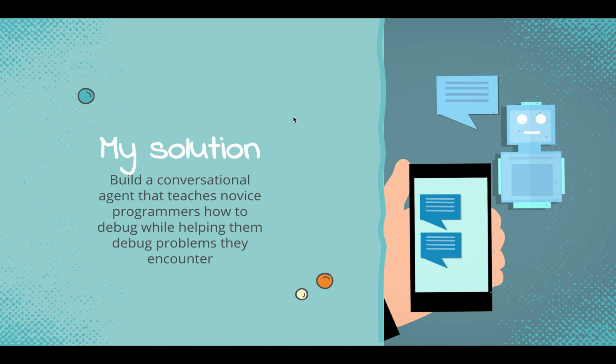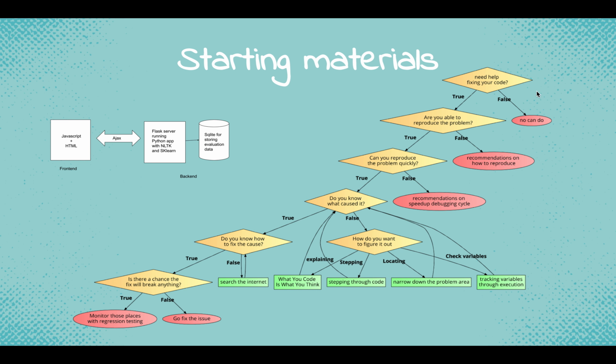So here we can see how I started to develop the tool. First of all, I had 2 starting materials. My plan for the architecture of the tool, where I would have a JavaScript and HTML front end that would communicate through Ajax with a Flask server. And then on the right here, we have the flowchart that I started to build off of. This is a very simplified flowchart compared to what the tool actually ended up becoming, but it gives you an idea of the jumping off point.